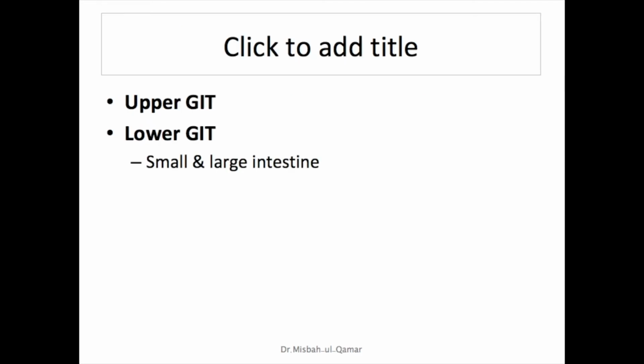We can divide the tract into upper and lower segments. The upper GIT consists of structures that aid in the ingestion and digestion of food, and it includes the mouth, esophagus, stomach, and duodenum. While the lower GIT consists of the small and large intestine. Digestion is completed in the small intestine and most nutrients are absorbed, while the large intestine serves primarily to absorb water and electrolytes and also for elimination of feces.